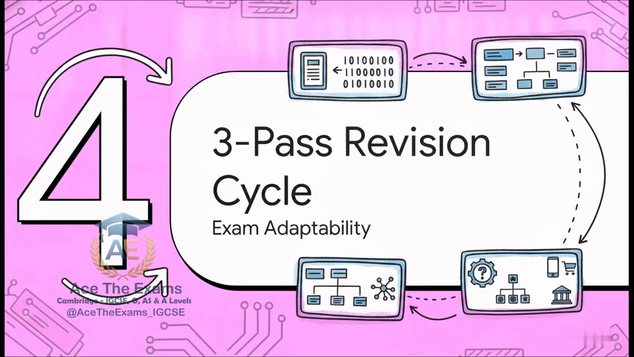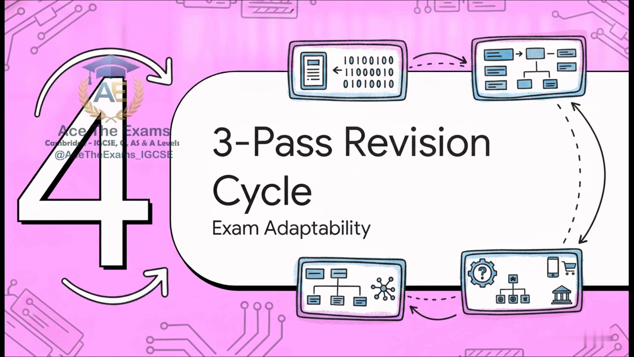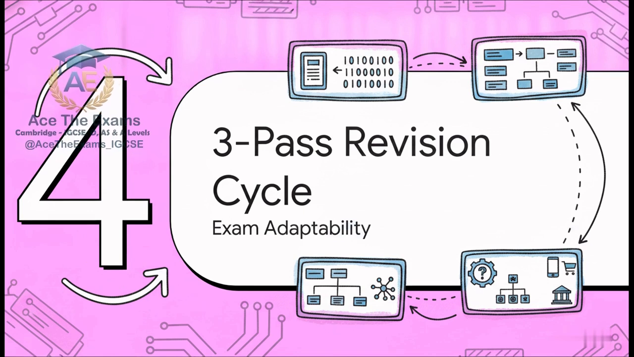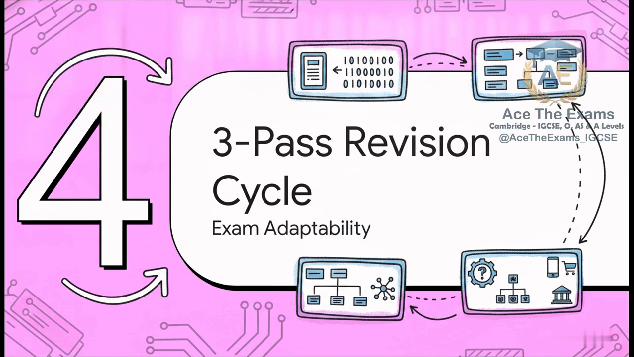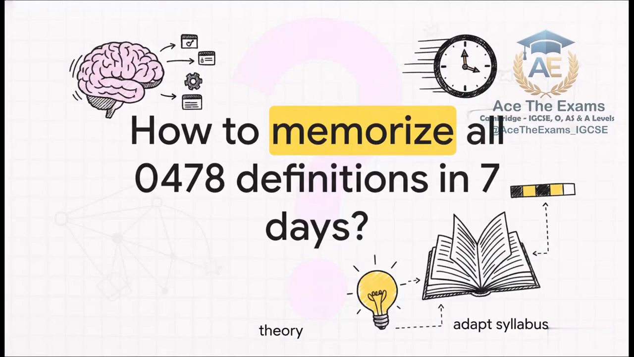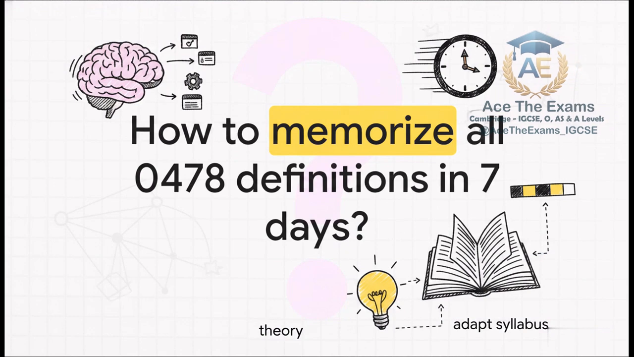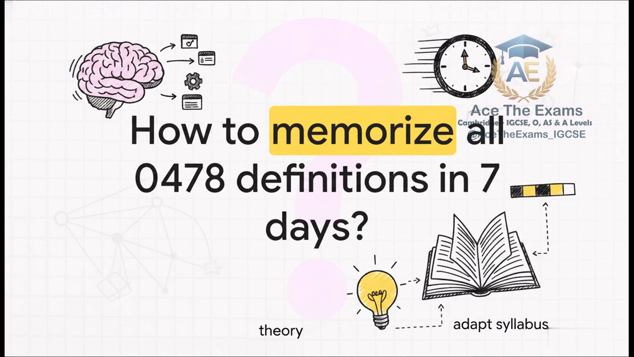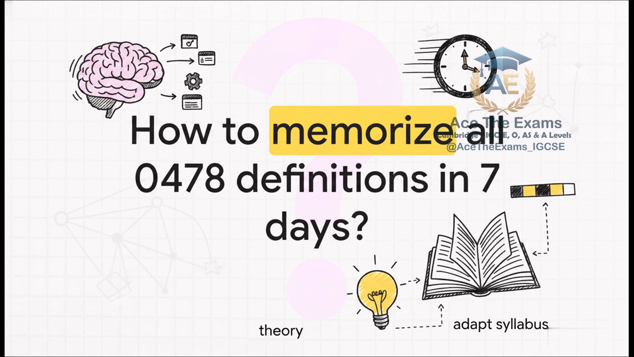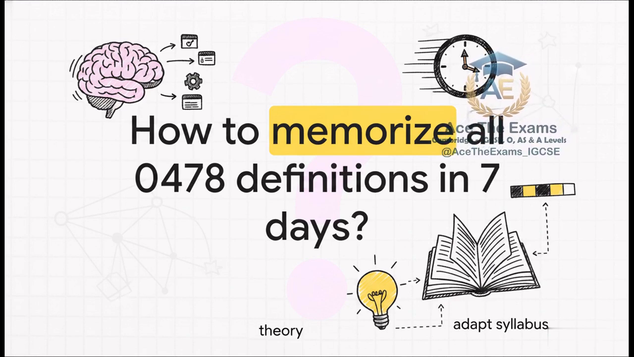Section 4. The 3-pass revision cycle for exam adaptability. To guarantee your anchoring sticks, use secure definitions, rehearse worked explanations, and finally force yourself to adapt those scenarios to new contexts. But this brings us to a massive unresolved problem. You know the framework now. You know exactly how to anchor your answers. But how on earth do you memorize all the definitions and processes in just 7 days?